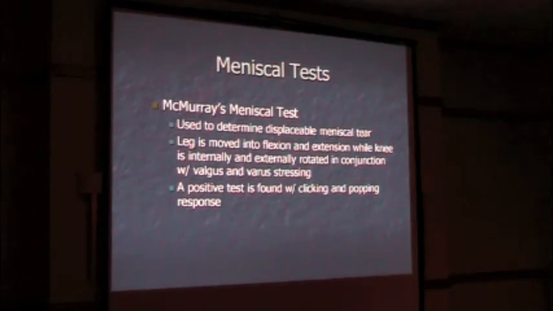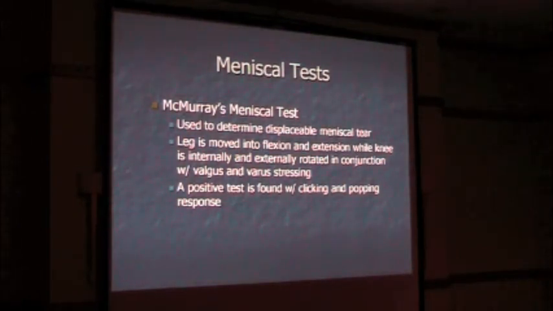Meniscus tears. How to evaluate a meniscus tear? Well, the McMurray's meniscal test is the most popular kind of test used to determine if there's a meniscus tear that's displaceable. I mean, you can actually recreate the symptoms. The leg is moved into flexion and extension while the knee is internally and externally rotated in conjunction with a varus and valgus stress. A positive test is usually found with clicking and popping.